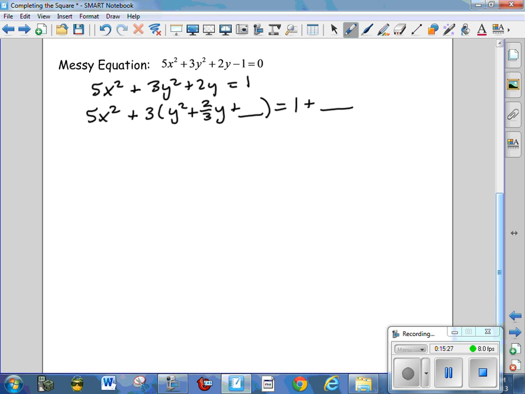Then I need to figure out what half of 2/3 is. And let me just stop here. I could think of this as 5 times x minus 0 squared if I want to, or I can just leave it as 5x squared. So whatever your preference is.